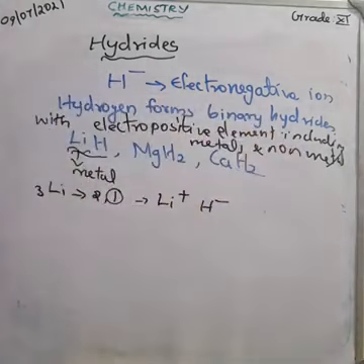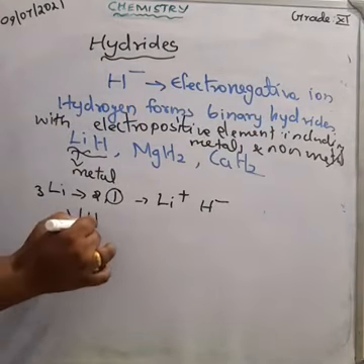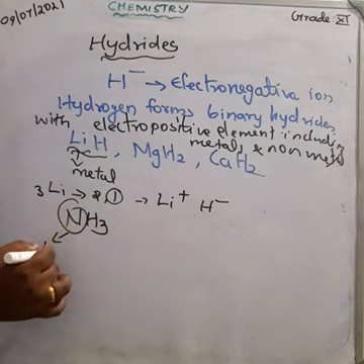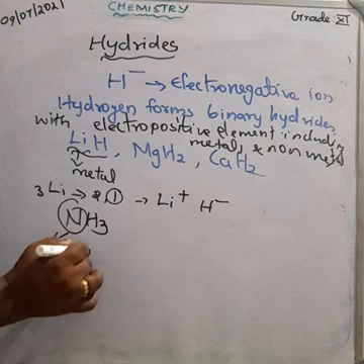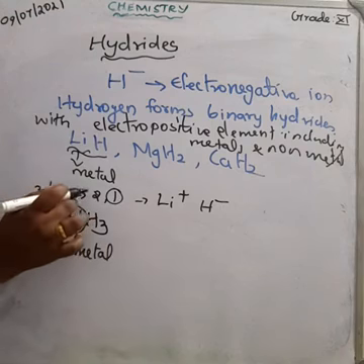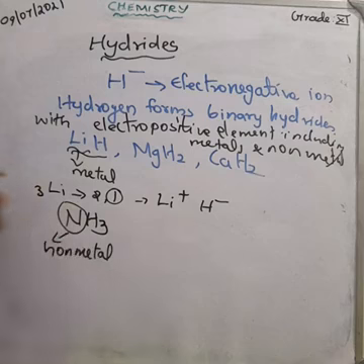So hydrogen forms binary hydrides with many electropositive elements including metals and non-metals. Maybe it forms hydrides with metals, or maybe with a non-metal, for example NH3. This is a hydride of a non-metal, the hydride of nitrogen. Nitrogen is a non-metal.